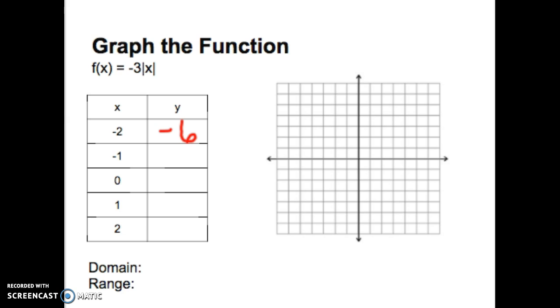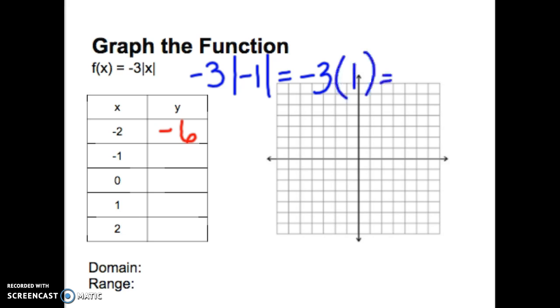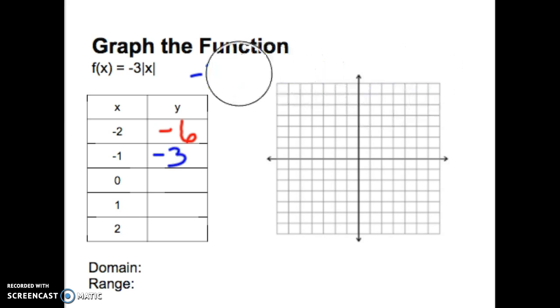We do the same process, just now with x equals negative 1. Take negative 3 times the absolute value of negative 1, which is the same thing as negative 3 times positive 1, which gives me negative 3. Following the same process, we plug in the 0 to get 0. We plug in 1 to get negative 3. And we plug in 2 to get negative 6.